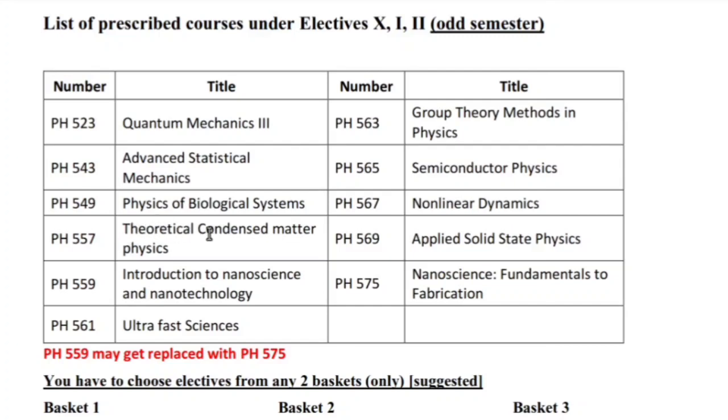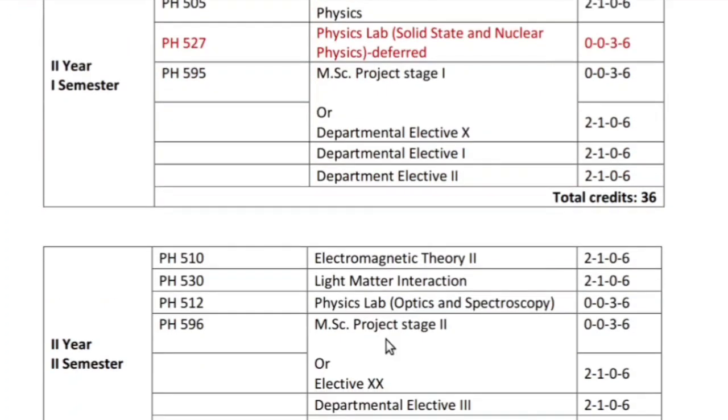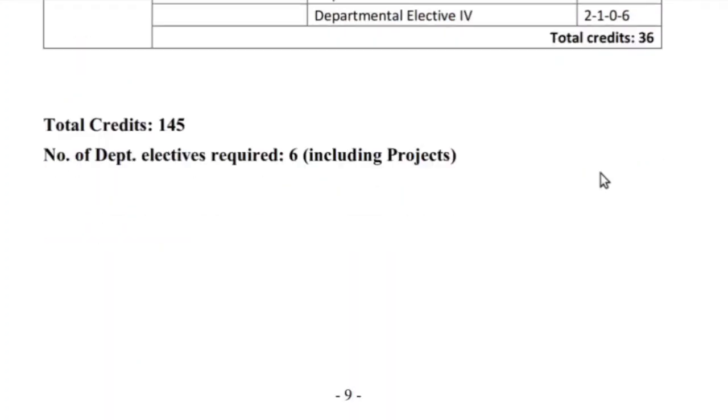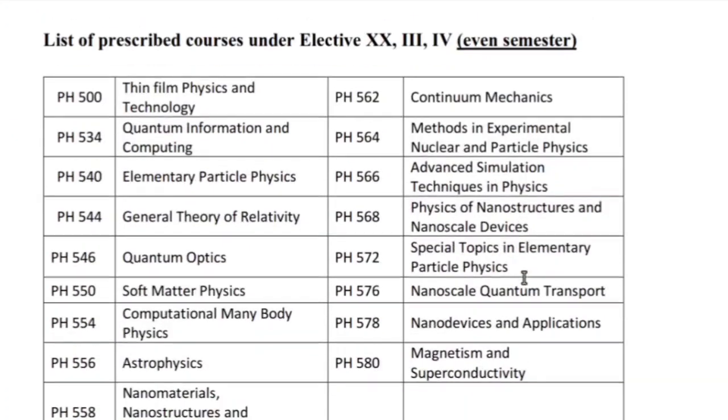I had also taken theoretical condensed matter physics, which was a good one. And I had taken group theory as well as nonlinear dynamics. So I had actually taken 4 electives. As I said, you can always take more courses over and above these minimum requirements. So I had taken these 4. And let's see the electives for the 4th semester.